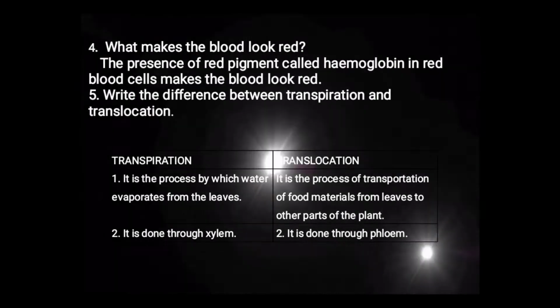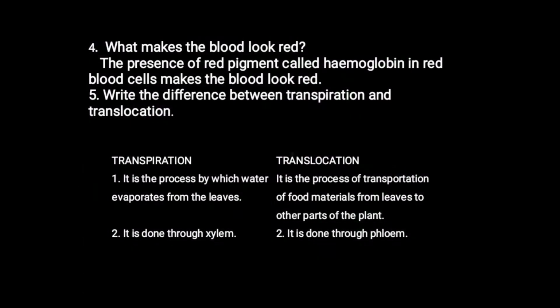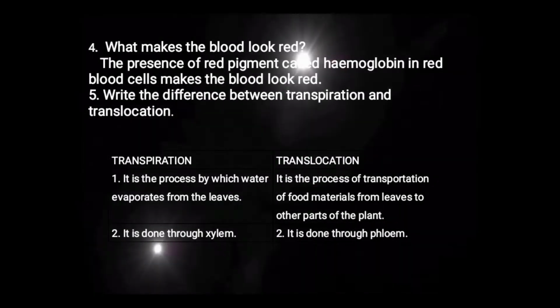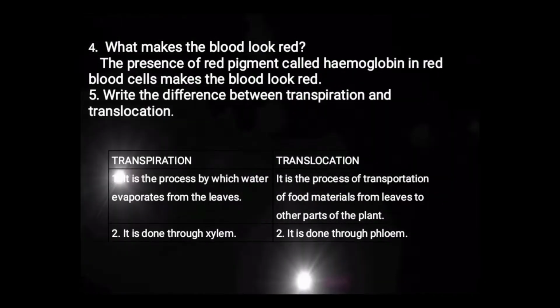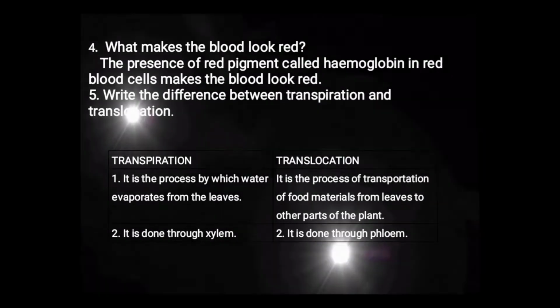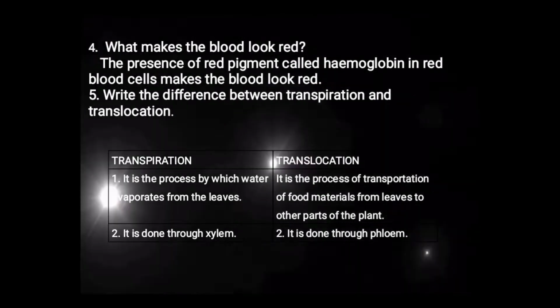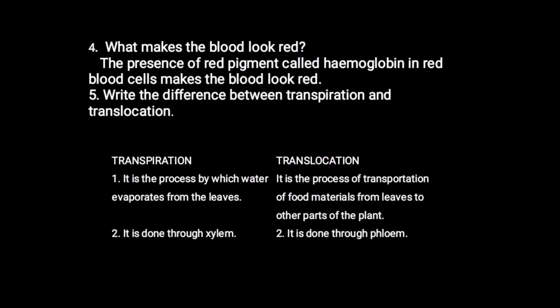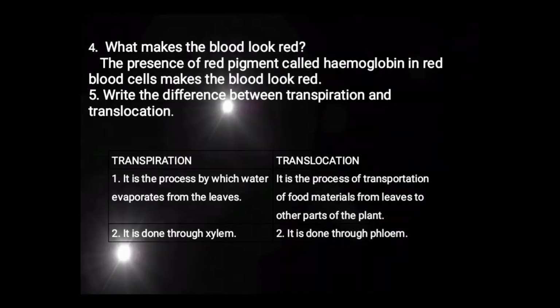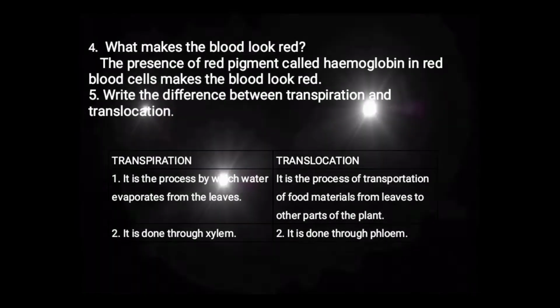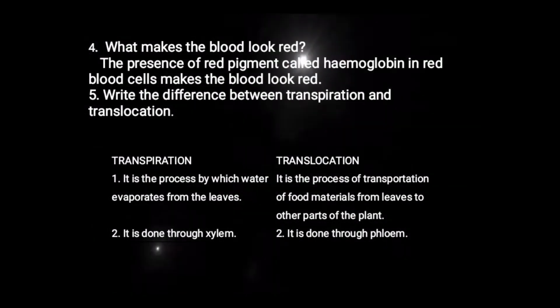Question number 4. What makes the blood look red? How does the blood appear to be red? That is the question. The presence of a red pigment called hemoglobin in red blood cells makes the blood look red. The simple answer is that RBCs are called red blood cells, right? So what do they contain and why do they look red? Because the RBC contains a pigment called hemoglobin. Hemoglobin is a pigment which makes the blood appear red.